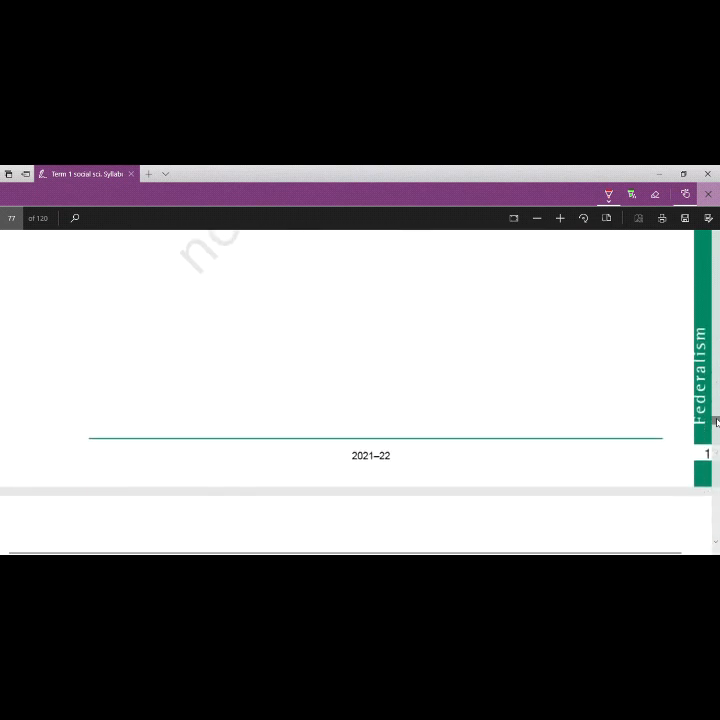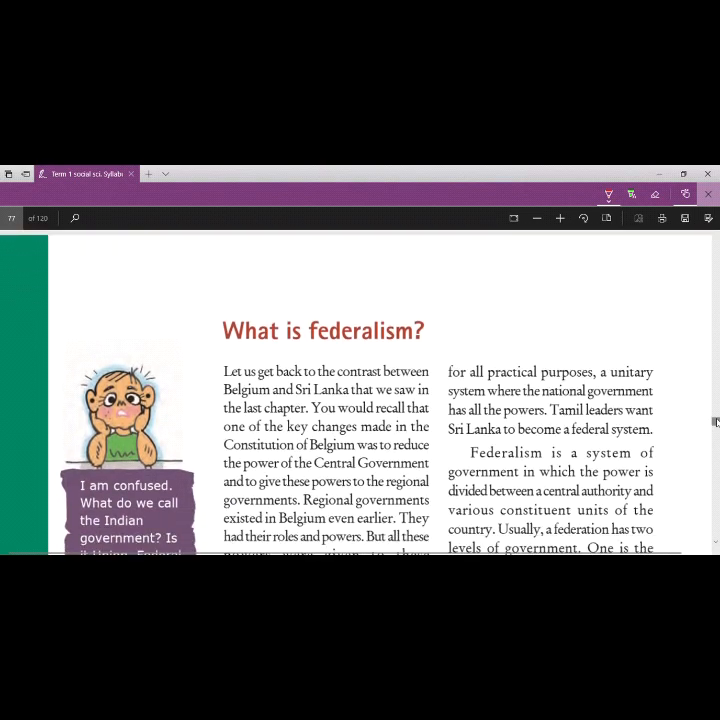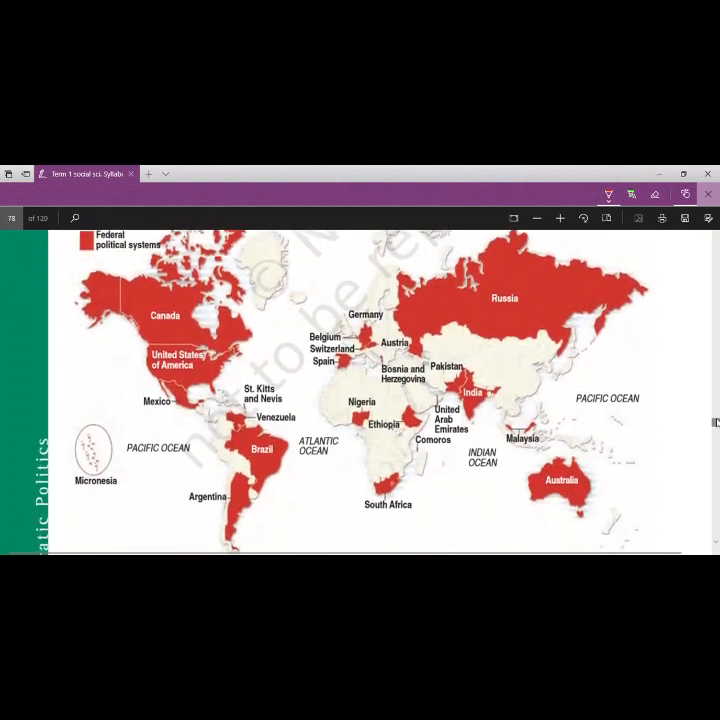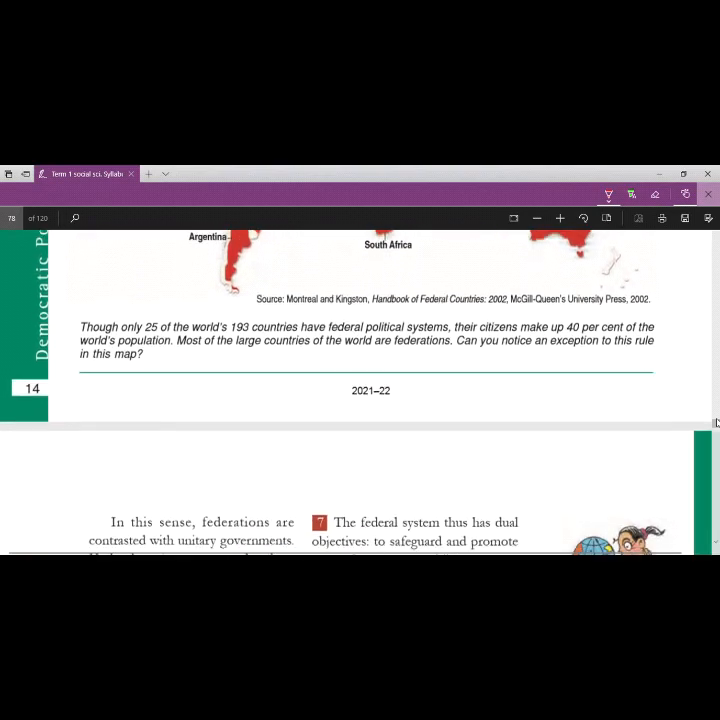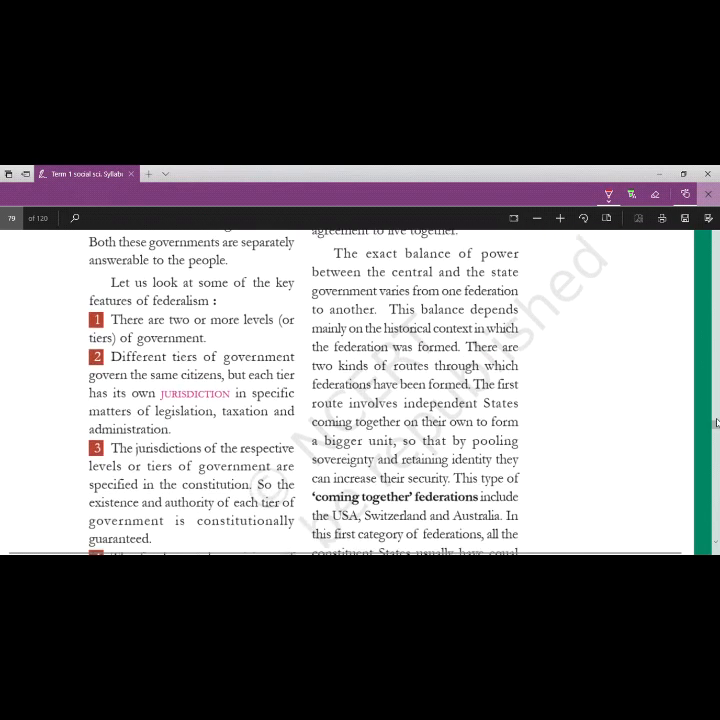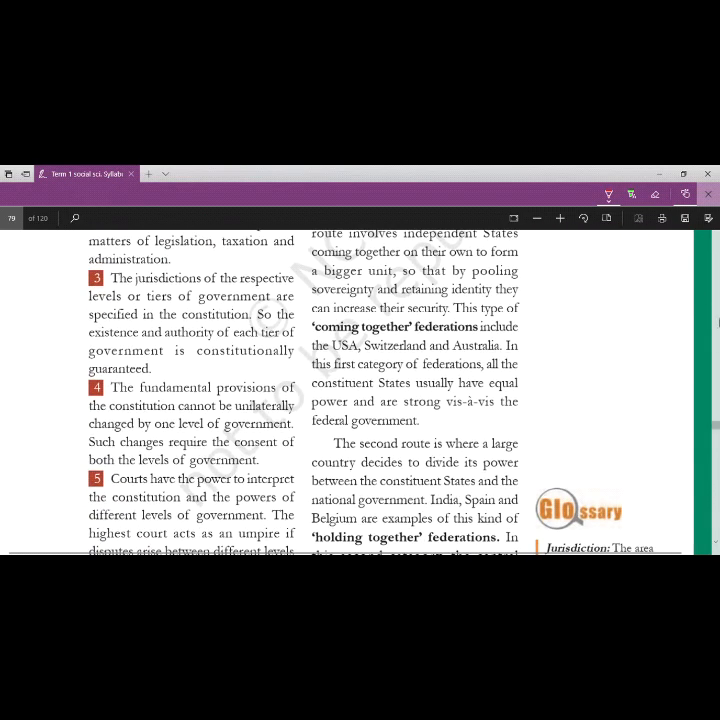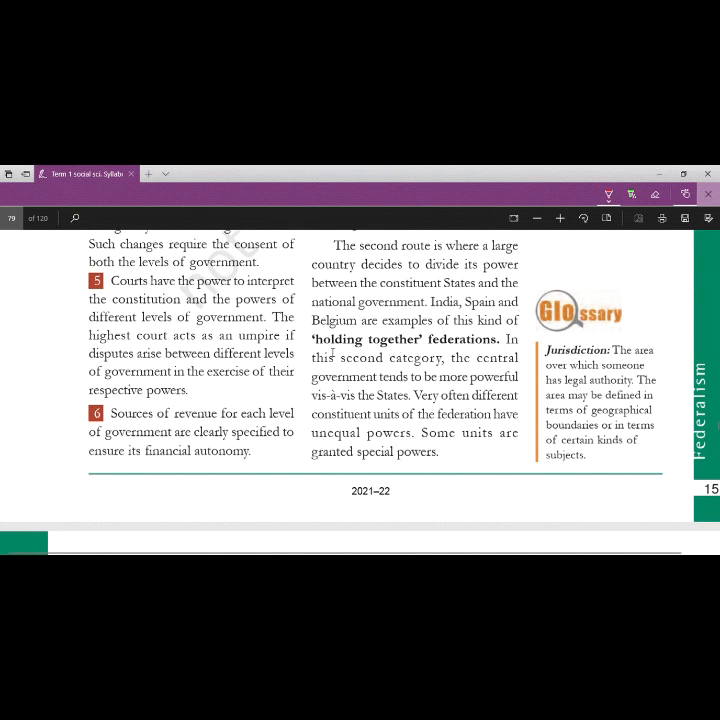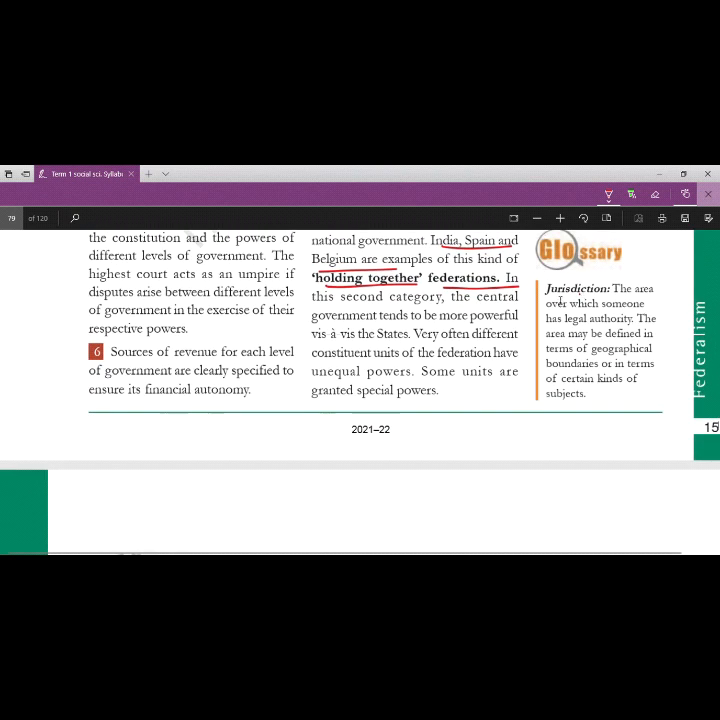Now chapter 2, federalism. It is a very important chapter. From this chapter you can get the definition: what is federalism, what is a coalition government, what are the features of federalism, coming together federations, and which countries are included in coming together federations: USA, Switzerland, Australia. Which countries are included in holding together federations? Belgium, India and Spain.